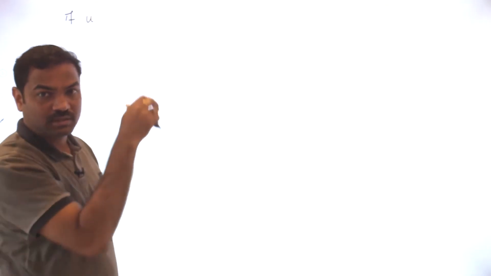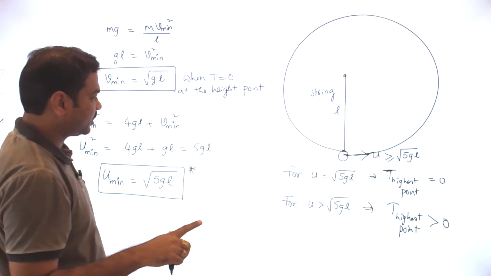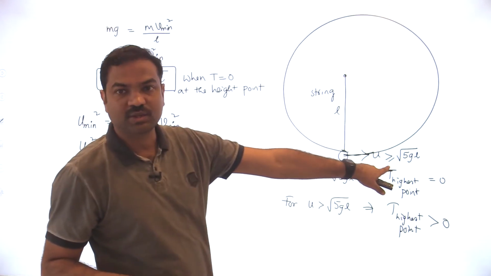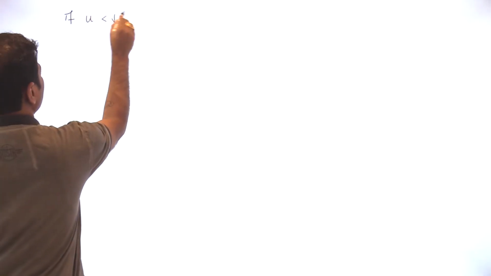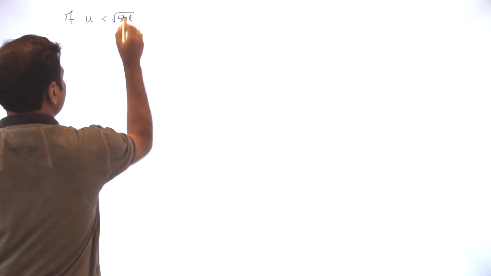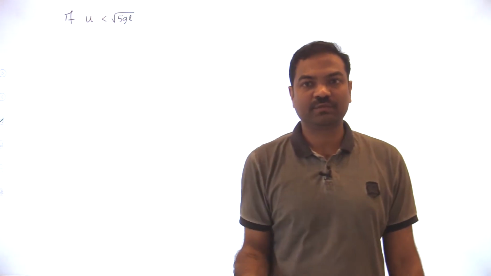U means the speed of the pendulum, or the speed of the bob at the lowest point, the bottommost point. This is the u value. If u is less than root 5 gl, equal to root 5 gl, or more than root 5 gl, then what will happen?